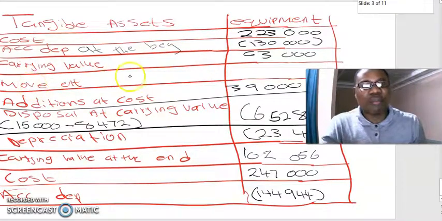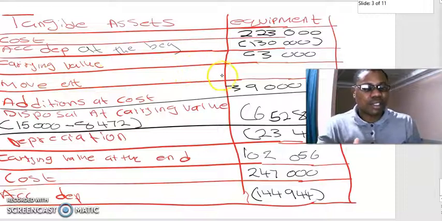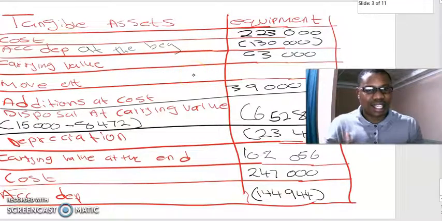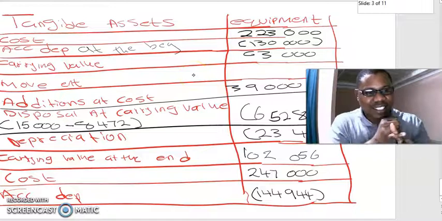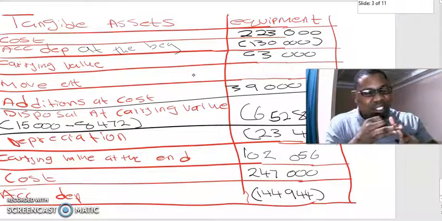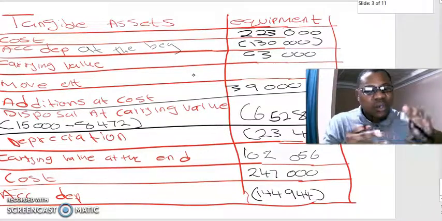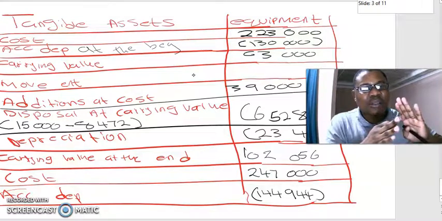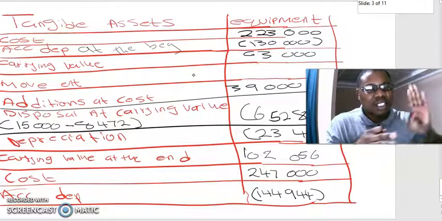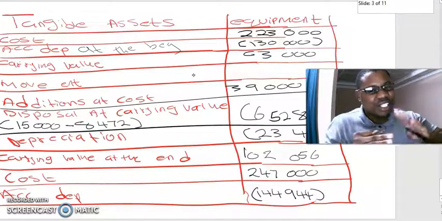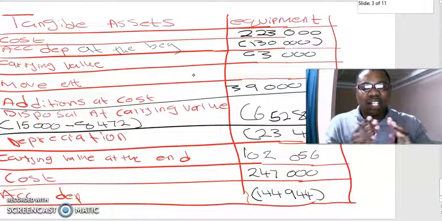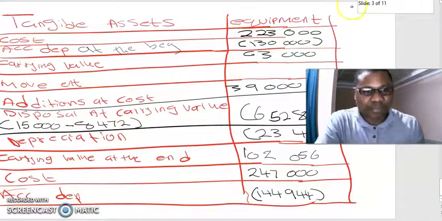Then what are we going to check? We're going to check the movement. The movement simply says what happened during the year. Did we buy an asset? Did we sell the asset? And also the depreciation of our asset. Either we sold or we didn't sell, we need to calculate the depreciation for the year. Are we together guys? So let's start with the addition.